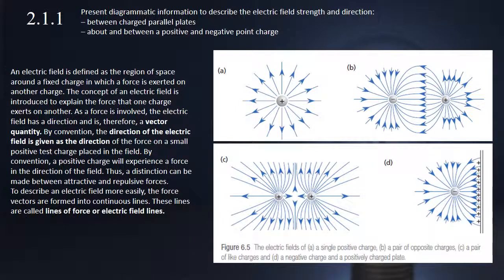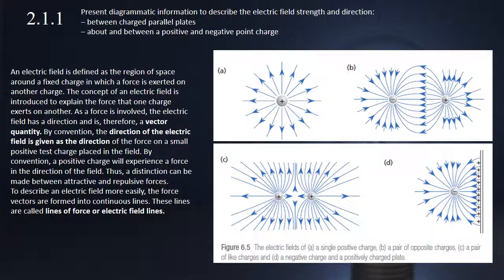Diagrammatic information to describe the electric field strength and direction between parallel plates, and between a positive and negative point charge. So this goes over 2 slides so that you're aware when you're copying your notes. Firstly, I'd like to make sure that you use a pencil when you're copying the diagrams, and there are 5 diagrams in total, 4 on this slide, 1 on the next slide.